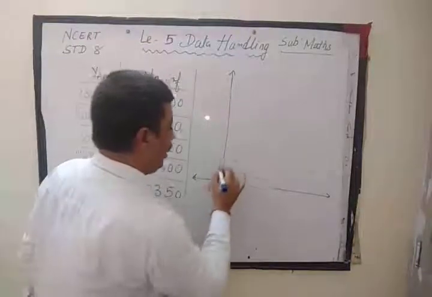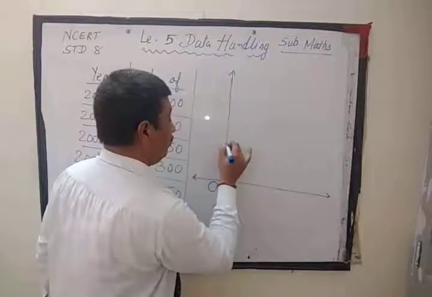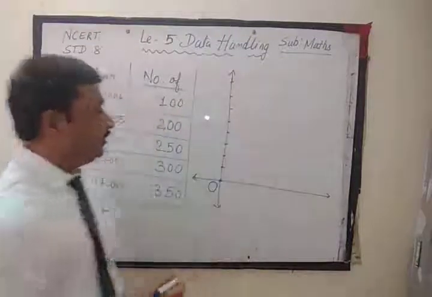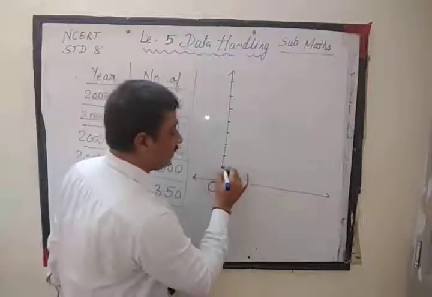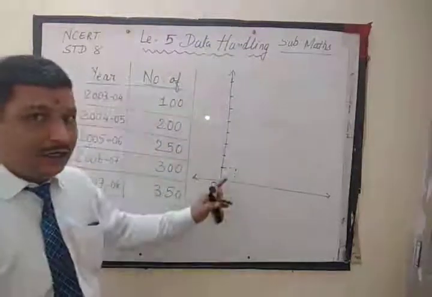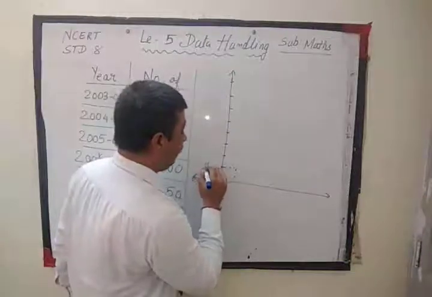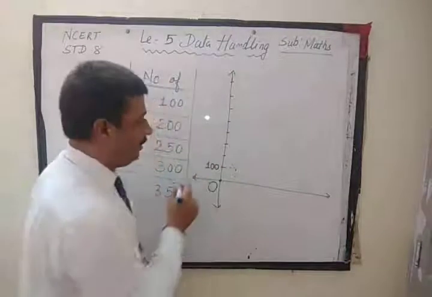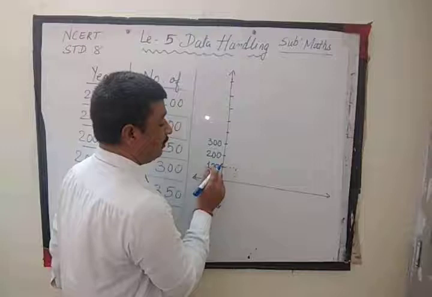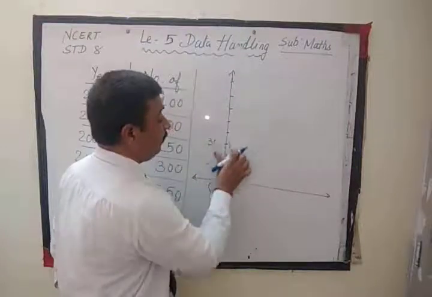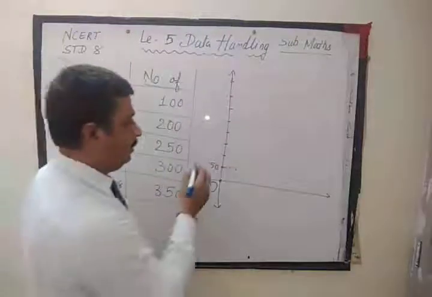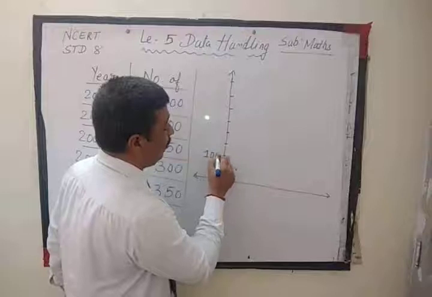0. Now 1, 2, 3, 4, 5, 6, 7, 8. Suppose I am taking 1 centimeter distance, as one square, clear? Similarly, in 1 centimeter I will take 100 students, then 200 students, then 300 students. That way also I can take. If I take 50 students, suppose 1 centimeter is equal to 50 students, that way also you can take. So it depends upon the data.